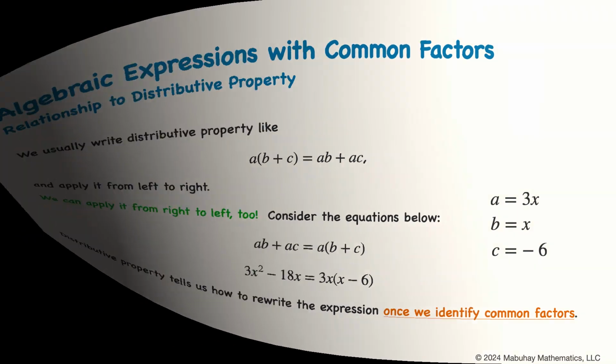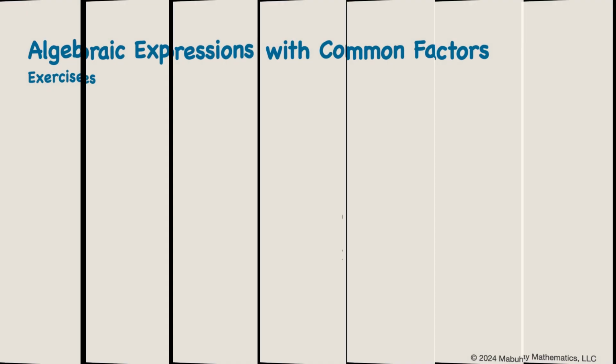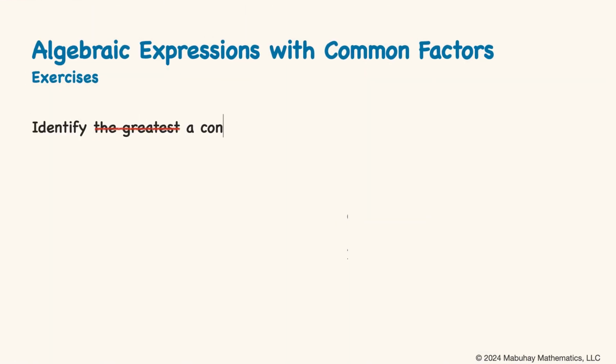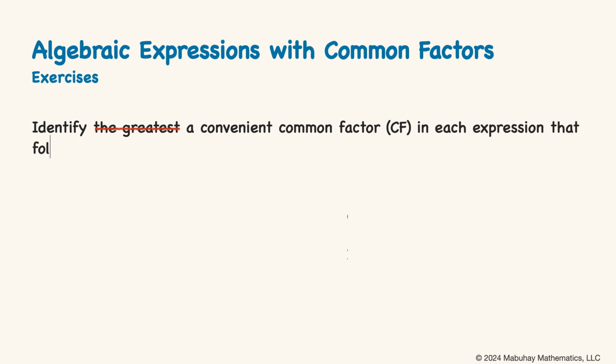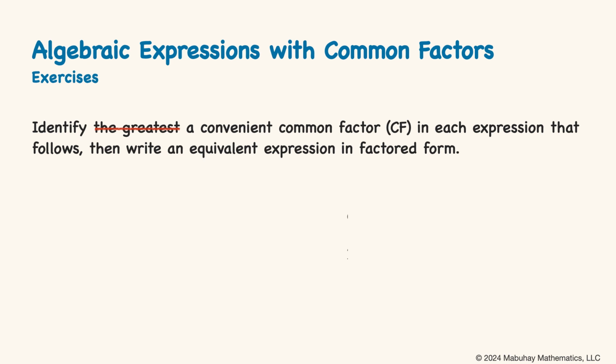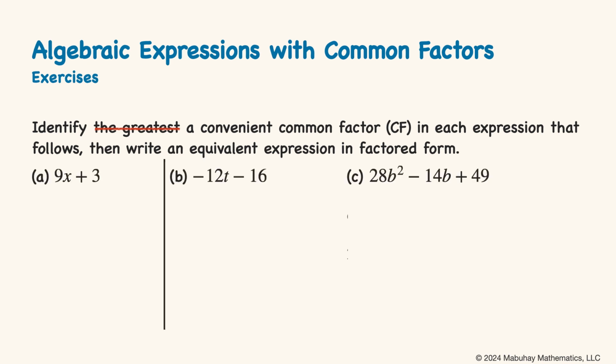All right, everybody. Now that we have a better idea about the terminology and how factoring works, let's do some exercises. Identify, not necessarily the greatest common factor, so I'm just going to say identify a convenient common factor in each expression, and write an equivalent expression in factored form. Even if you're not completely confident, if you feel like you understood the technique so far, you can go ahead and pause the video and try this out on your own. It's even okay if you try and make a mistake.